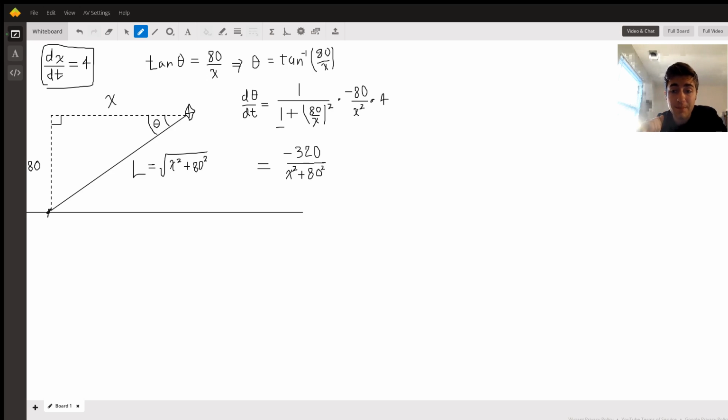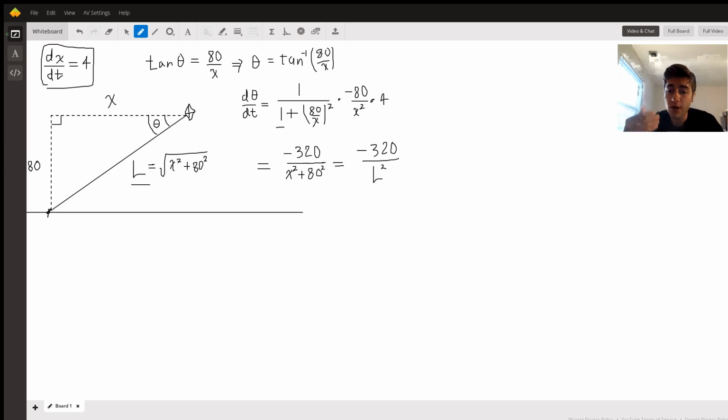But also, we might be able to see that the denominator is x squared plus 80 squared. And what is that? That's precisely L squared. And what is L? L is the length of the string from the person to the kite. So what this really is the same thing as negative 320 divided by L squared. And this makes the problem really easy to solve from here, because what was the question?